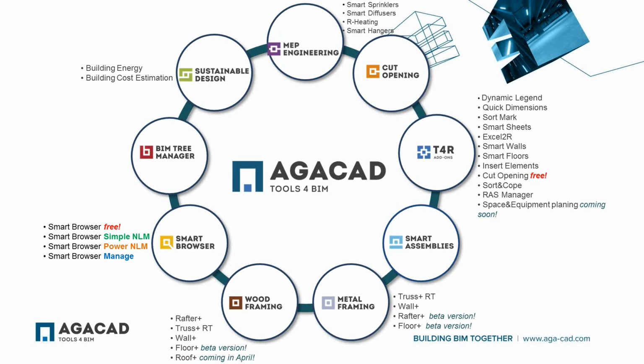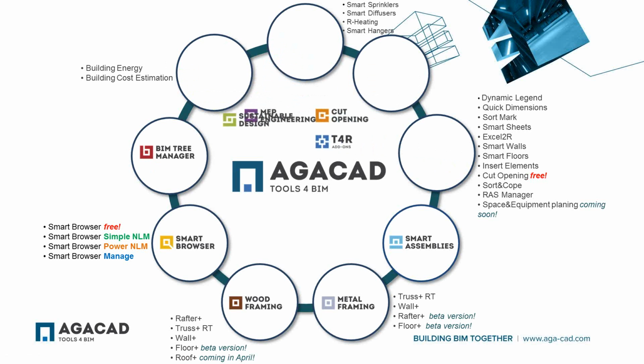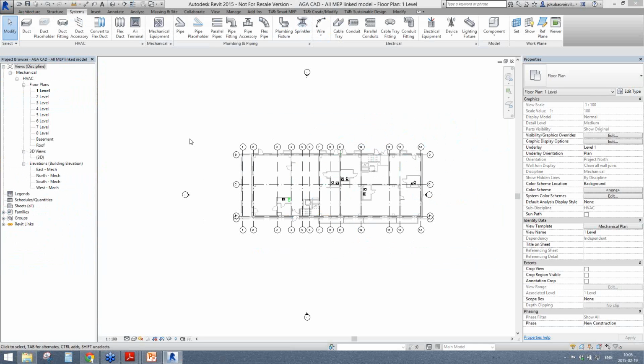So today I want to speak about MEP engineering, about Cut Opening Pro, about some of the tools from Tools for Revit, from Little Tools, as well as sustainable design. I don't want to speak more about these things. I just want to go and show all these things practically. So I'm going to my Revit, and this is the Revit that we have. Our solutions are based right here under Tools for Revit, additional tabs in Revit.